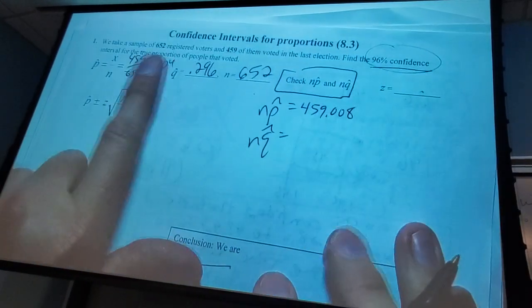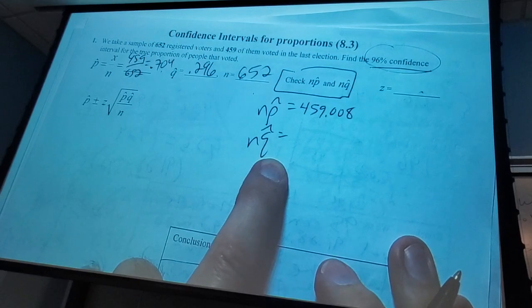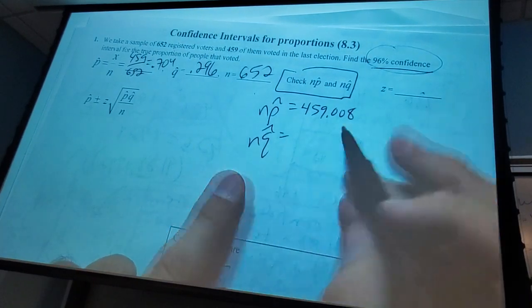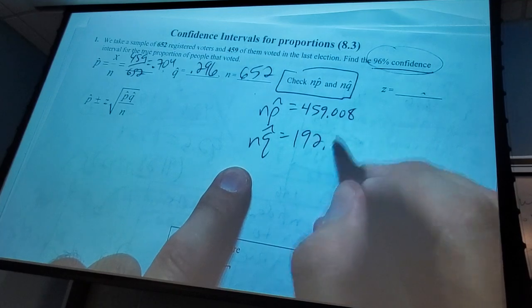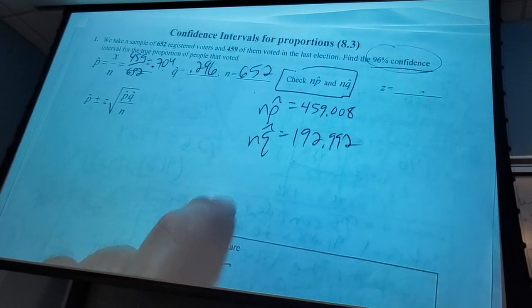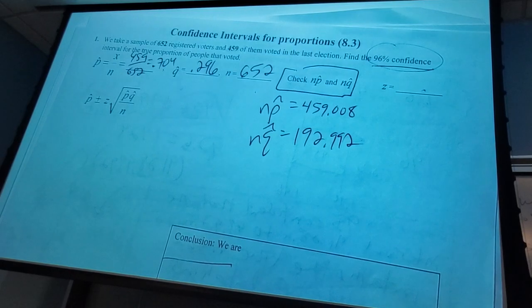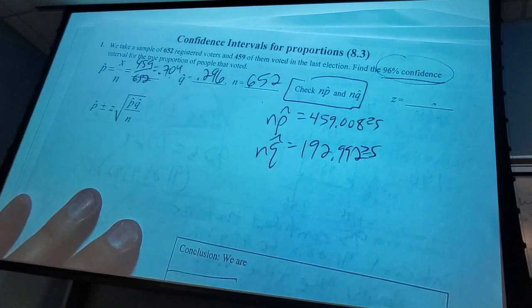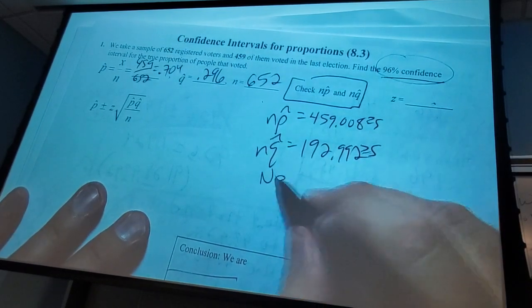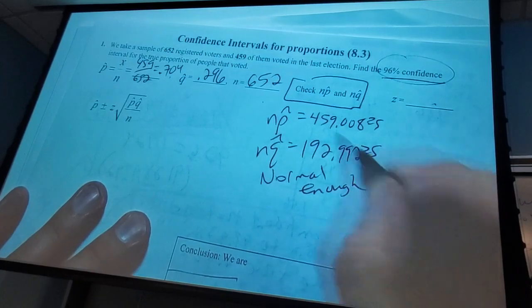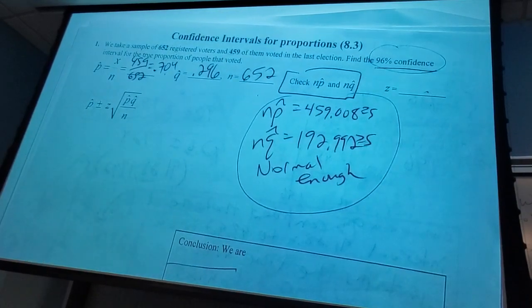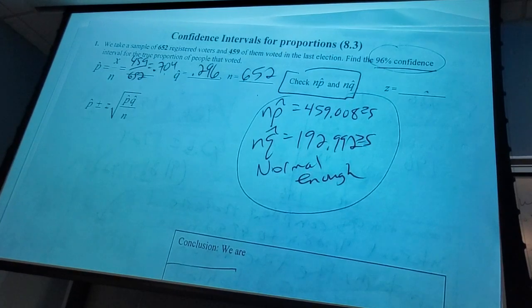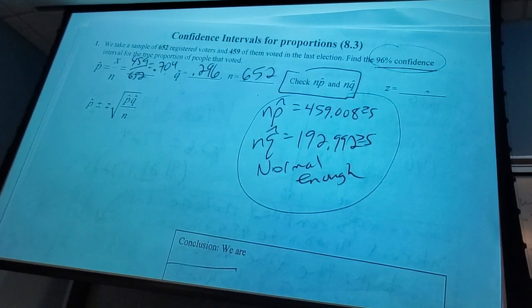192.992. If I just do 652 minus 459, that's basically what this is going to be because it's the rest. Or you just multiply them together. What are you going to get? 192.992. Yeah. And both of these are what? Greater than or equal to 5. What does that mean? Normal distribution. It's normal enough. So this check just takes the place of N greater than 30. That's all it does. And I feel pretty good that you guys are really comfortable with N greater than 30. This is just the check I have to do for percentages, right?